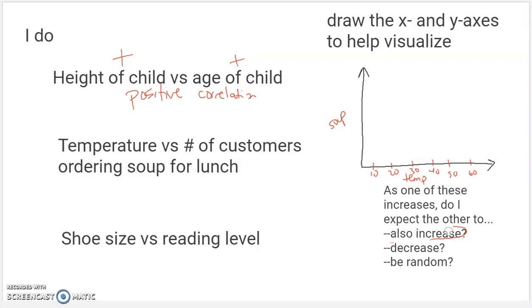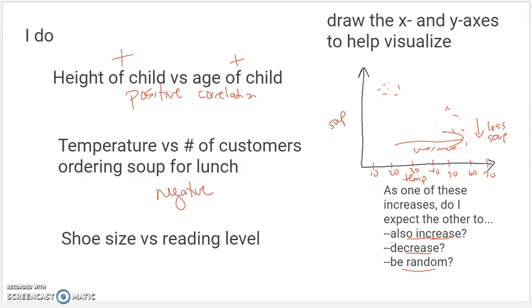And then I can also ask myself this question. As the temperature increases, would I expect the number of people ordering soup to increase also? To decrease? Or to be totally random? My logic personally tells me the warmer it gets, as that increases, fewer people are going to buy soup. I think soup is something people like to eat when it's cold more than they like to eat when it's hot. So I think on cold days, I would expect to see more soup. On warm days, I would expect to see less soup. And I think I would expect to see a negative correlation.